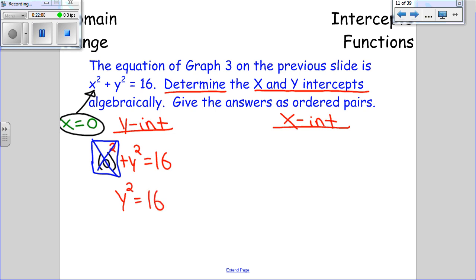Now that's great, but I was looking for a y-intercept, not a y-squared intercept, right? So I want to know what value of y it is. How can I undo a square? Square root. So you square root both sides. That helps cancel out the square. And you have y equals 4. That means my y-intercept is at 0, 4.